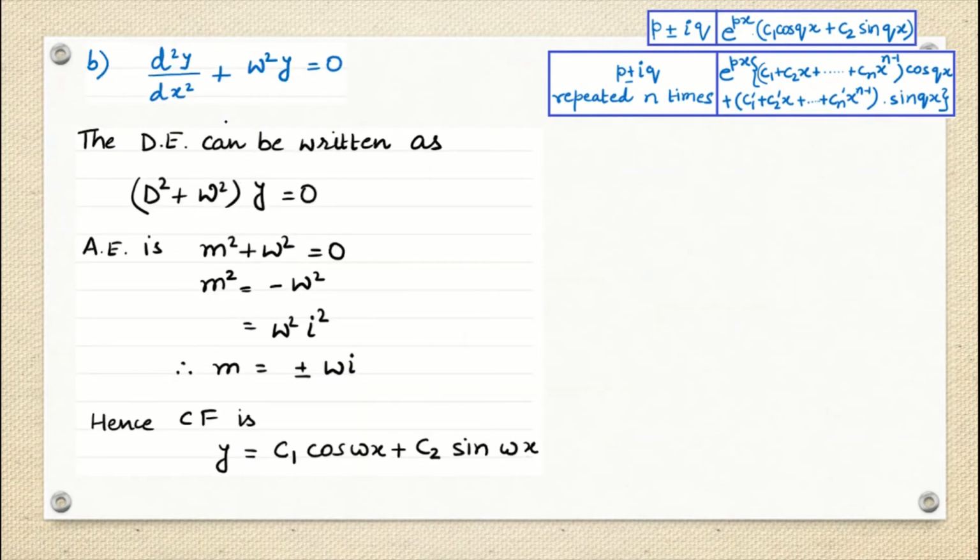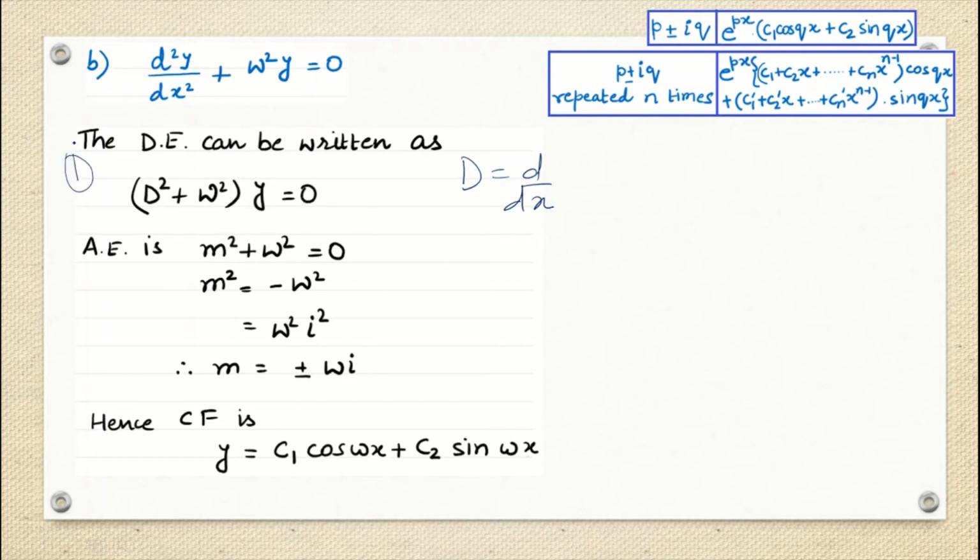Okay, now we'll see the second question. Here d2y by dx square plus omega square y equals 0. Now, how do we write this differential equation in D notation? D is nothing but d by dx, what we know. So it will be D square y plus omega square y equals 0, and we can take y out common. This is D square plus omega square, y equals 0. So the first step is done.